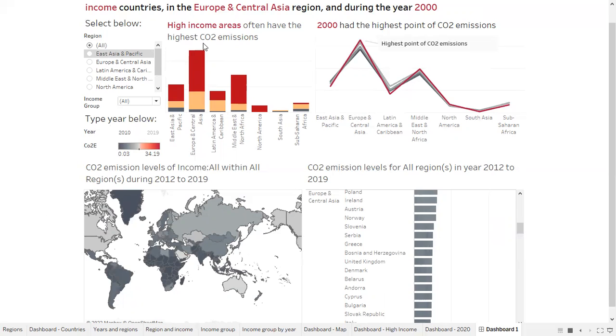And so while all of this matters, we do know CO2 is important and it does have an effect on our environment. But it's really important because scientists believe that by identifying and addressing these key factors and exploring further why, for example, the year 2000 had the highest point of CO2 emissions, or why, for example, Europe and Central Asia region has such higher CO2 levels compared to other country regions. And then also why higher income areas have those higher CO2 emissions.